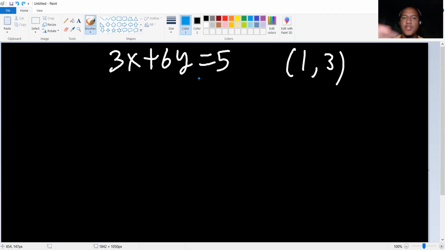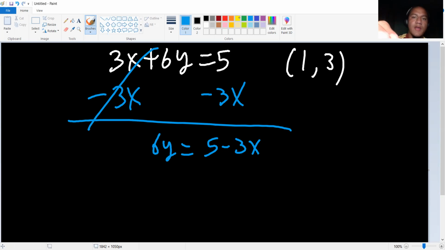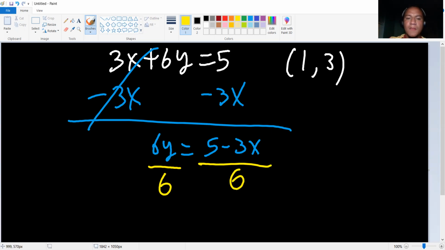So let's get rid of the strangers. First of all, let's subtract 3x from each side. There we go. The stranger is gone. The positive and the negative 3x cancel out. So now we get 6y equals 5 minus 3x. We're almost there now. We just got to get the y by itself. Here's the second stranger, the multiplication. Opposite of multiplication is division. Divide by 6 on each side.